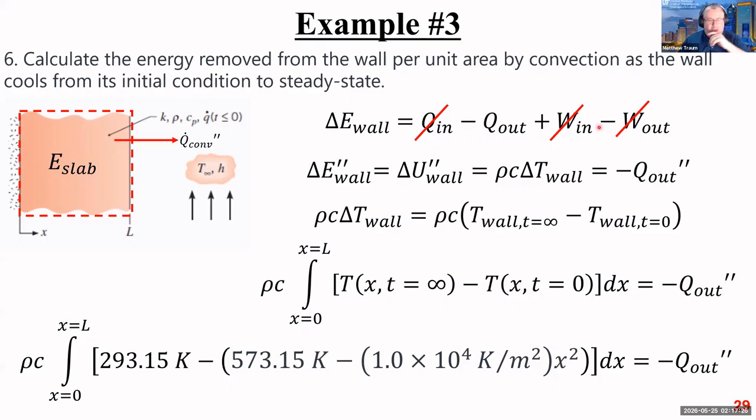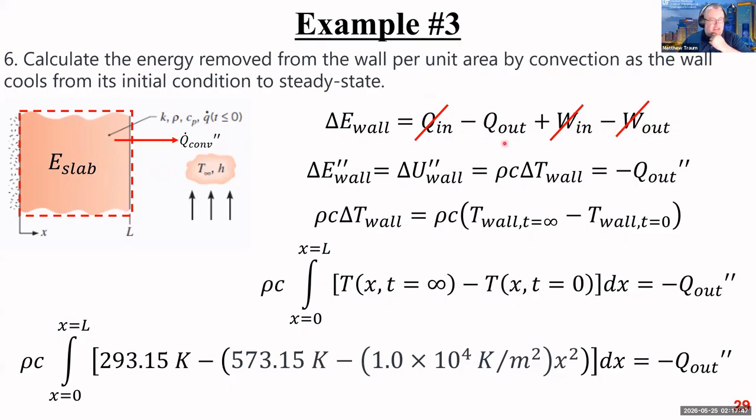There is no heat transfer into the slab, right? And especially after time equals zero, there's no generation term either. So Q in is zero. Q out is this convective term that's leaving, right? So I'm going to leave that alone. And then I'm not doing any work transfer. So work in and work out are both zero, right?